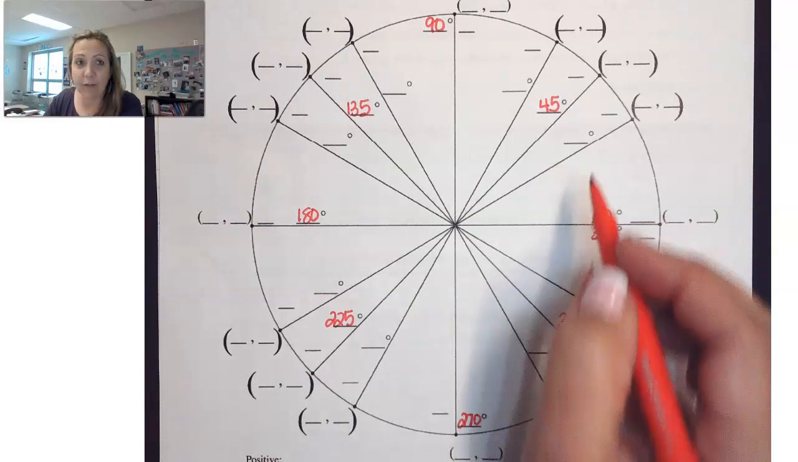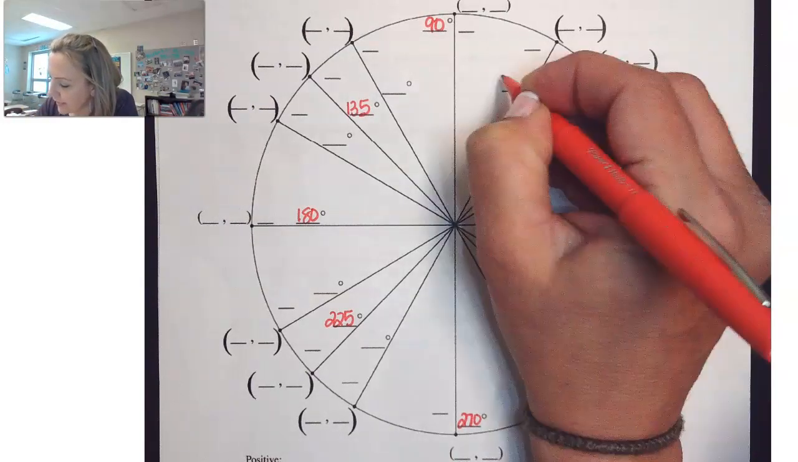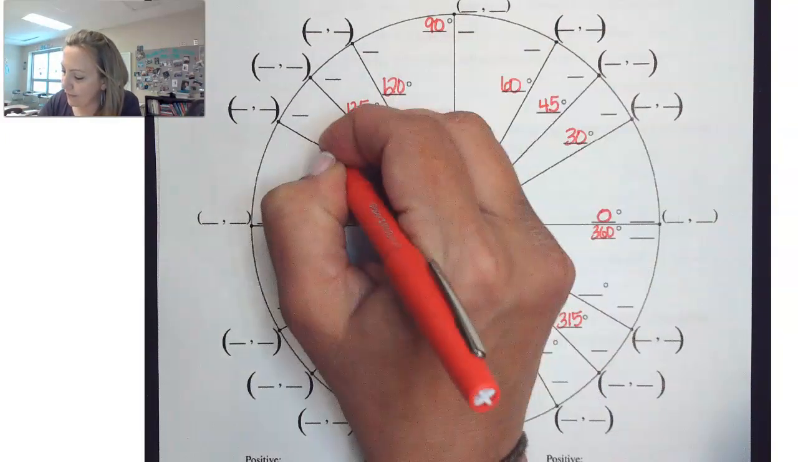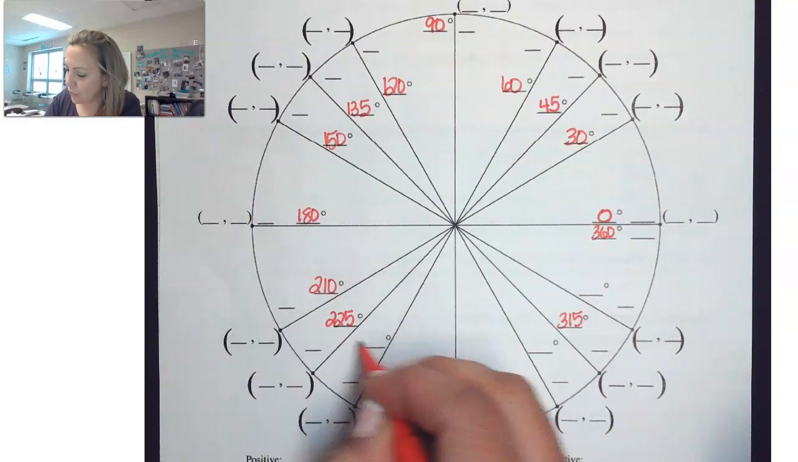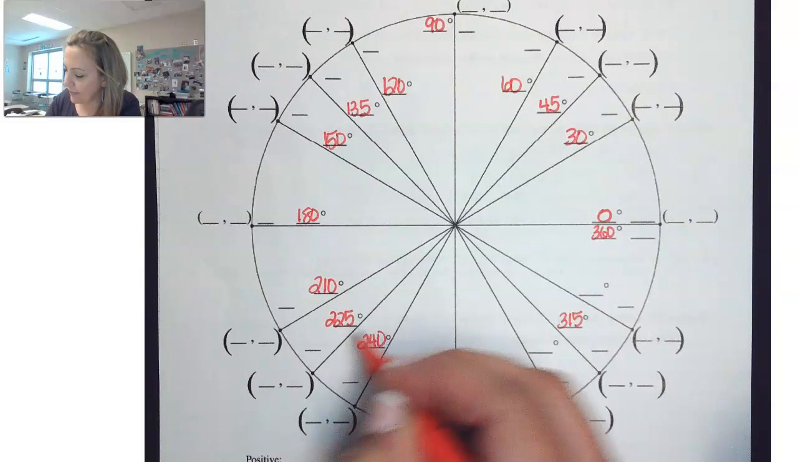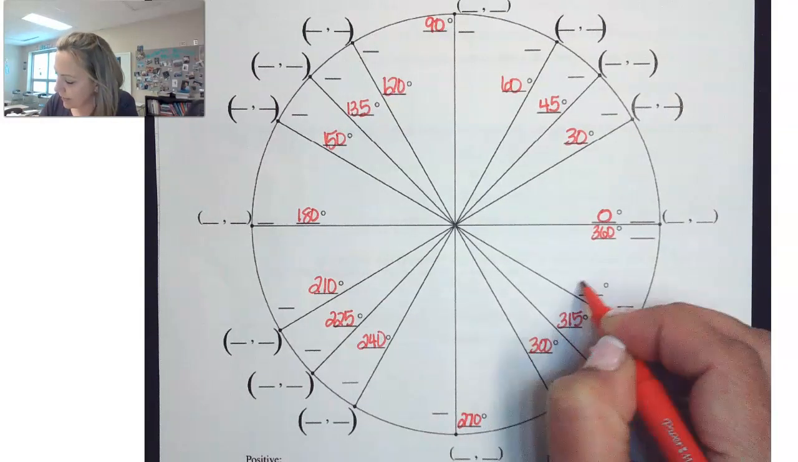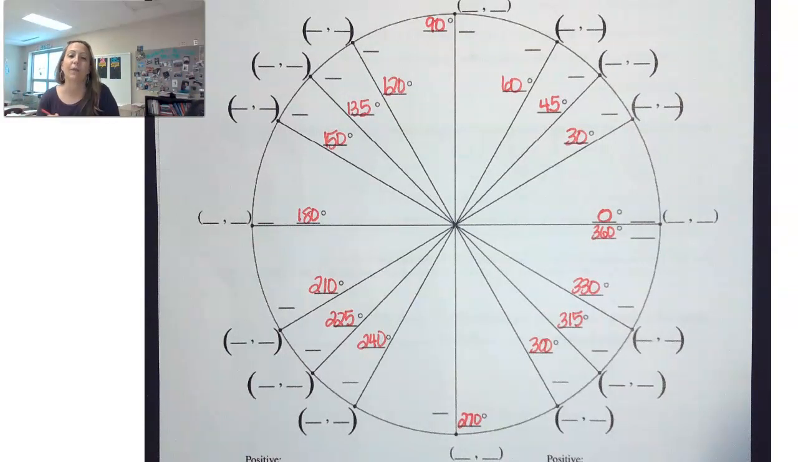And then we also counted by 30 degrees. So this is 30 degrees, 60, 90, 120, 150, 180, 210, 240, 270, 300, 330, and now we're back to 360. Okay? So that was the first part that we filled out. Not on this one, but on a different paper.